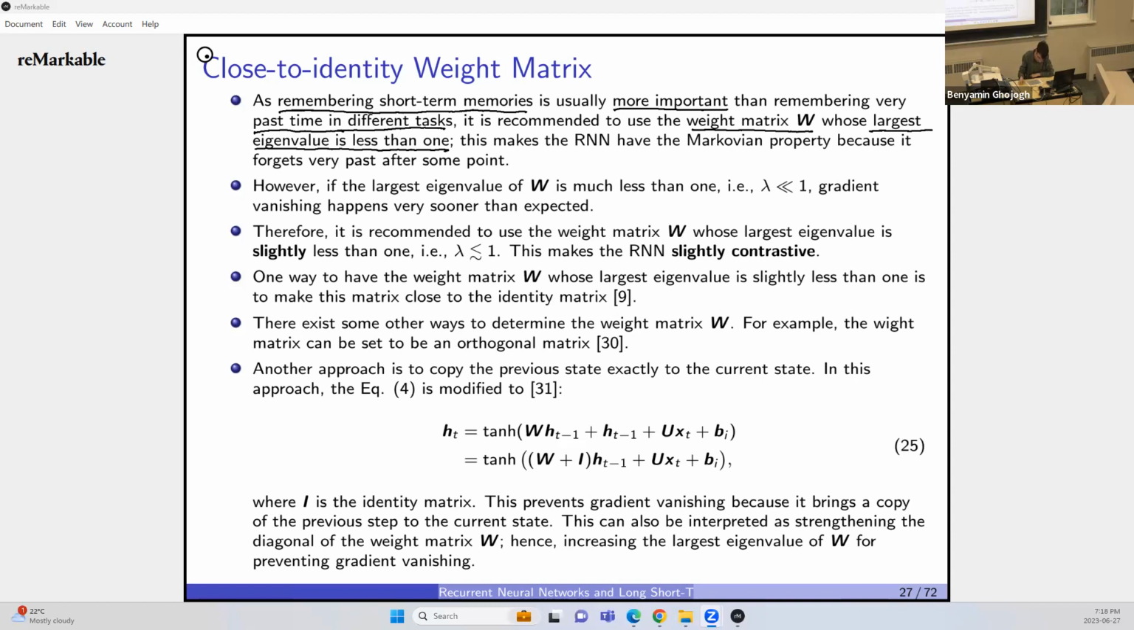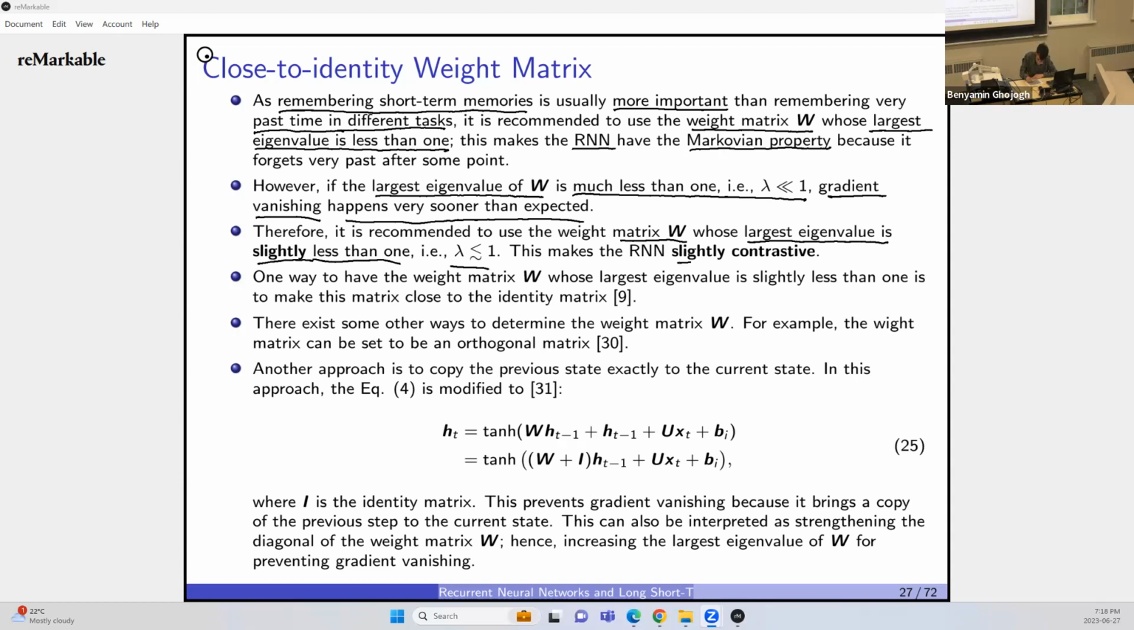So that's the thing. Okay, this makes the RNN have the Markovian property. Do you remember? We talked about it. Markovian property, what does it say? It says that this state only depends on the previous state and not much time ago, because the previous state also depends on its previous state. However, if the largest eigenvalue of W is much less than 1, gradient vanishing happens, and we forget very soon. So it happens much sooner than expected. Therefore, it is recommended to use a weight matrix W whose largest eigenvalue is slightly less than 1, right?